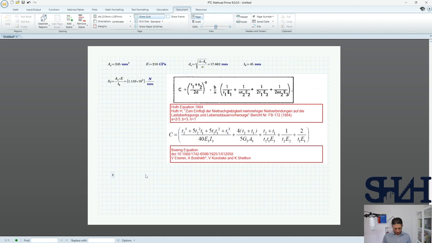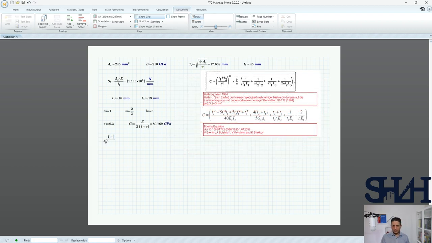Let's go through. T1 is 16 millimeter if we assume the plate is the first object, and T2 is the flange of the column. We have it right now. E for all of them, we assume is constant. N is 1, it means that it's in single shear. And what else? A and B. A in this equation is 2 divided by 3 and B is 3. For G, we can assume nu is 0.3 and we can write that G equals E divided by 2 times 1 plus nu. What else? Moment of inertia is pi times d to the power 4 divided by 64.